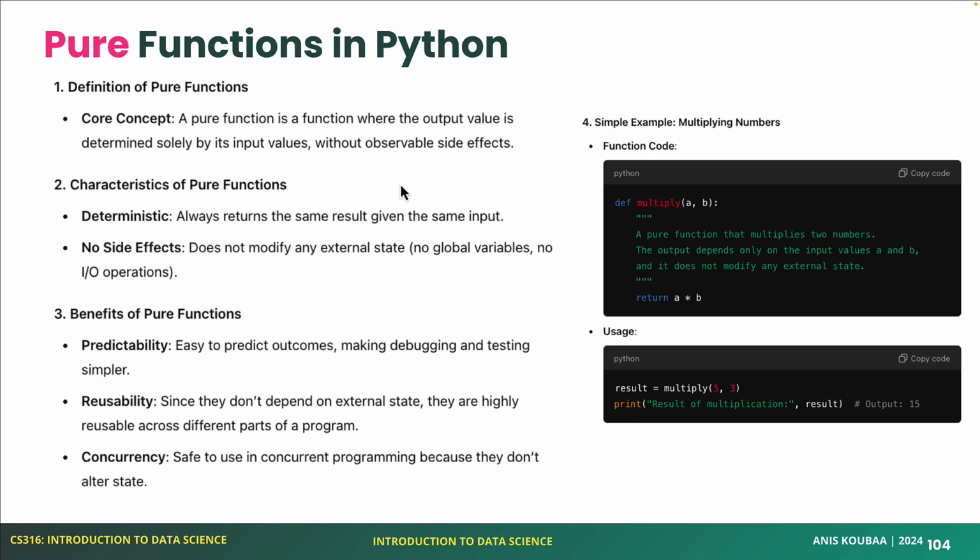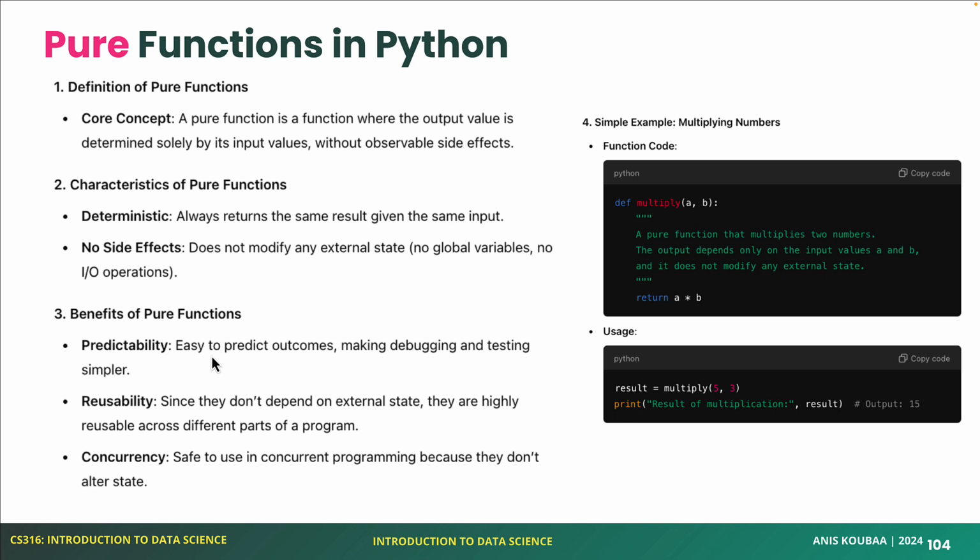And the characteristic of a pure function is that it always returns the same result given the same input. If you provide the same input, it's always going to provide the same result. It doesn't modify any external state. It doesn't have access to any global variable. All the variables are defined in the input or internally in the function. This is the characteristic of a pure function in Python.